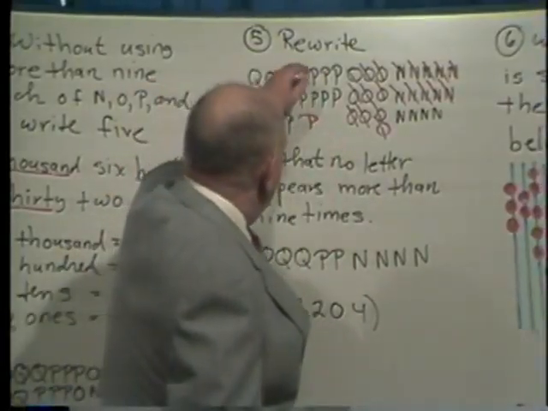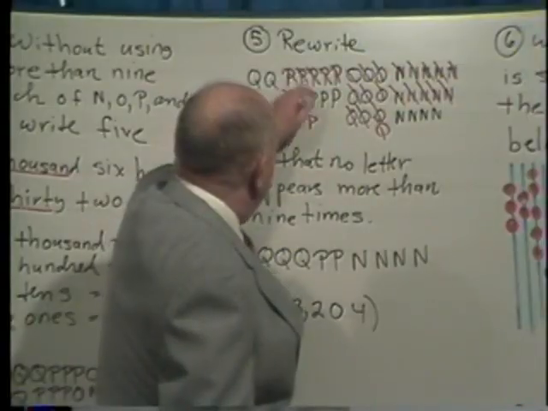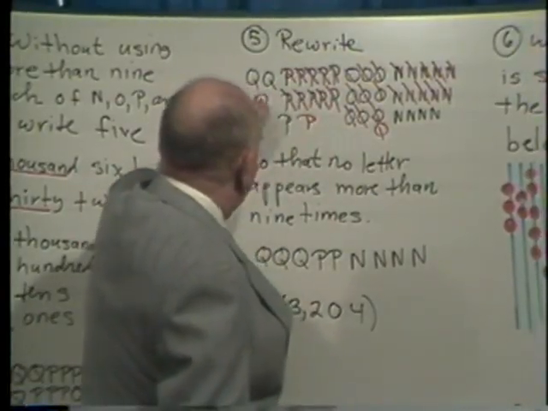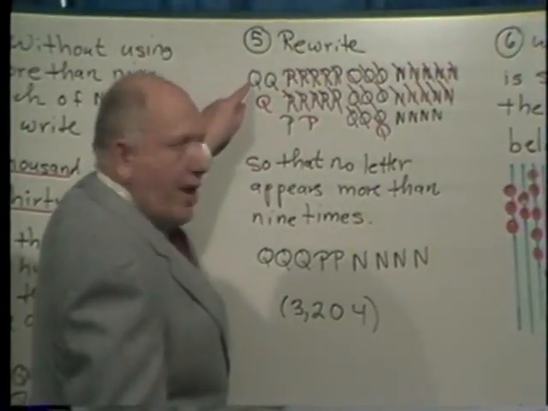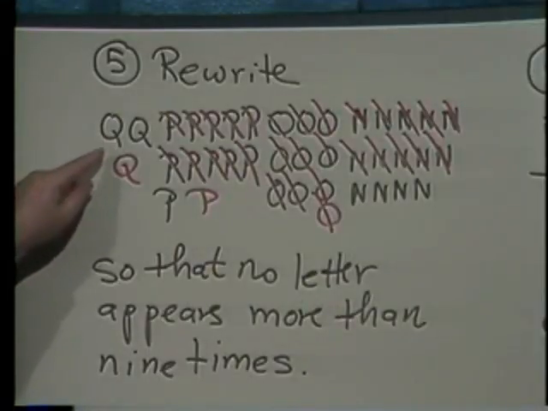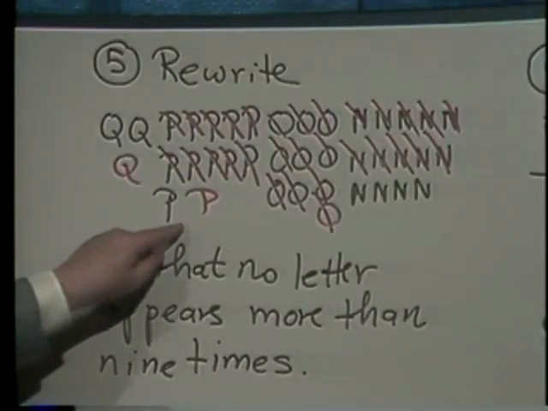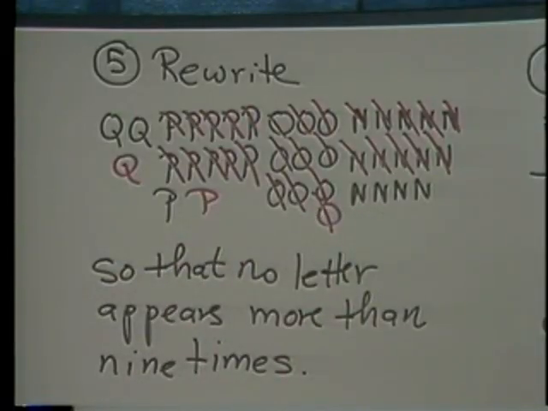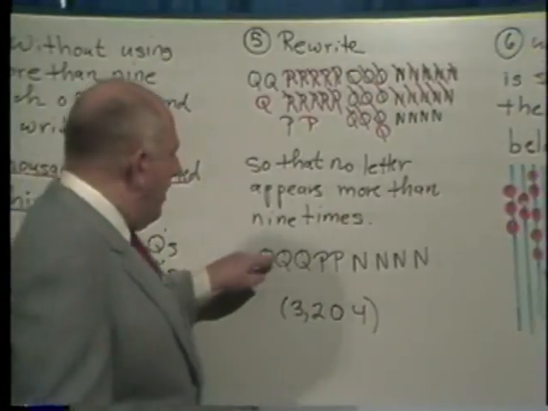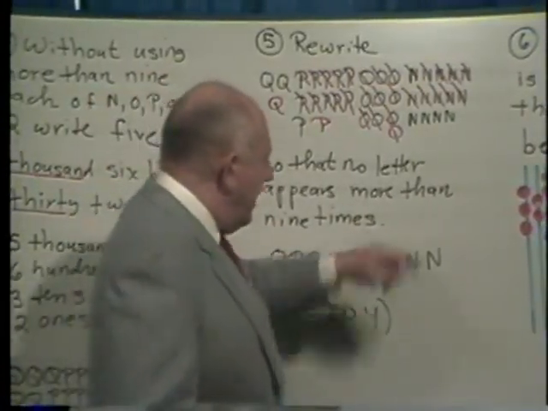So I have what? 1, 2, 3, 4, 5, 6, 7, 8, 9, 10. So that gives me 1 more Q. So now that whole mess can be replaced by what? Whatever isn't crossed out. What do I have here? I have 3 Q's, 2 P's, all the O's are gone, and 4 N's. So if I stack that down here, what do I have? 3 Q's, 2 P's, and 4 N's.